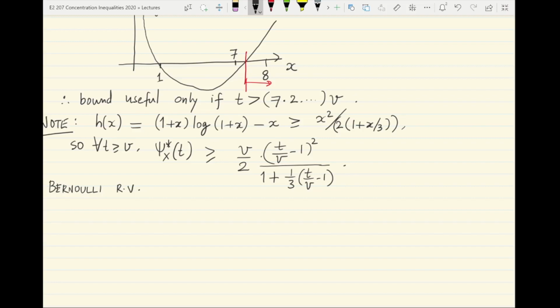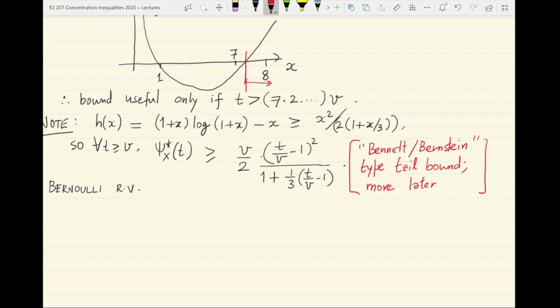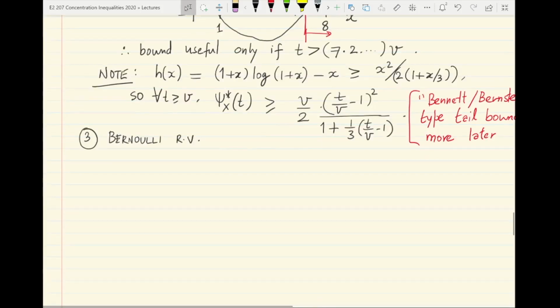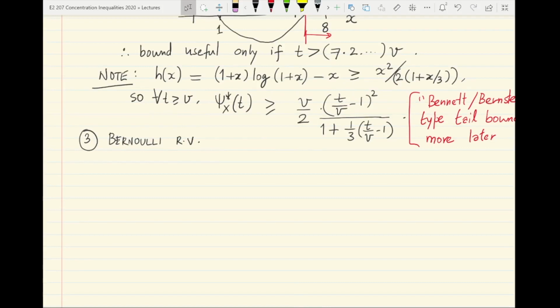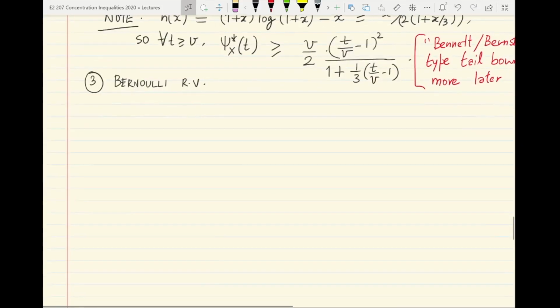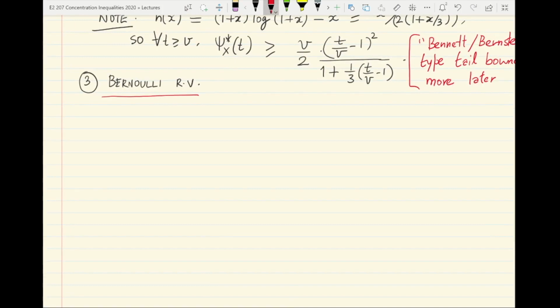So this is what is called a Bennett or a Bernstein type tail inequality, tail bound. We'll see this in more detail later. This example was just to show that you can get non-trivial lower bounds for the Cramér transform of random variables. The third example is a Bernoulli random variable, which is probably one of the simplest random variables.